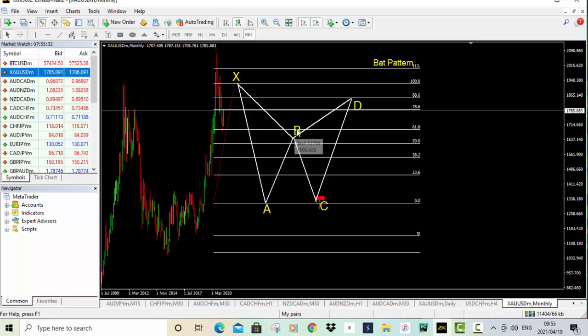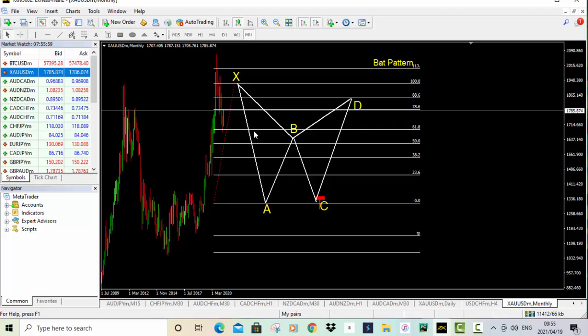So there's our B leg. Now you can keep the same. That's why the Fibonacci levels from your X to A are so important, because they are the ones that will always tell us exactly where to put our stop losses and where to take our profits. Those are very important, specifically for the bat pattern.